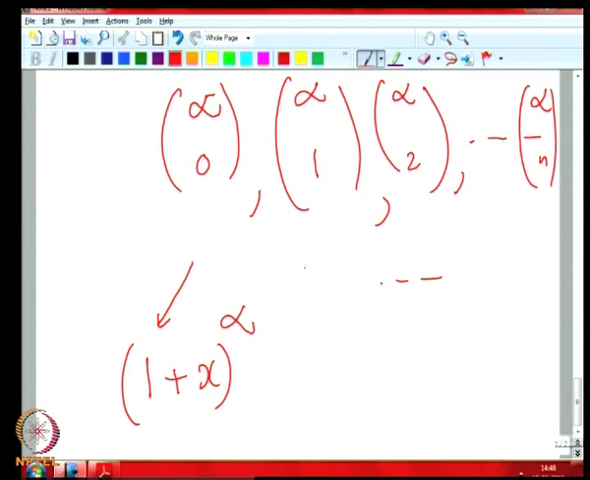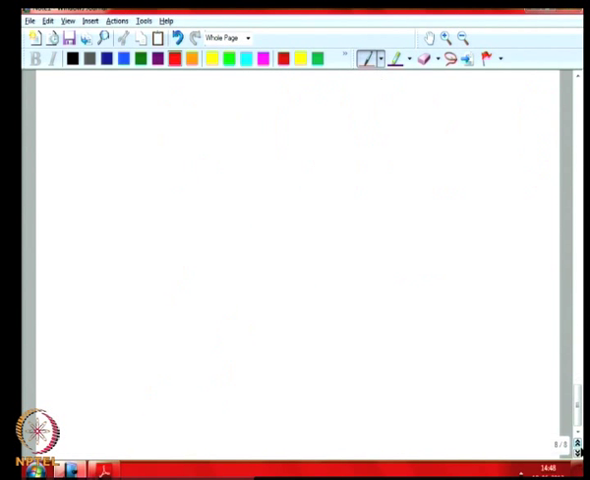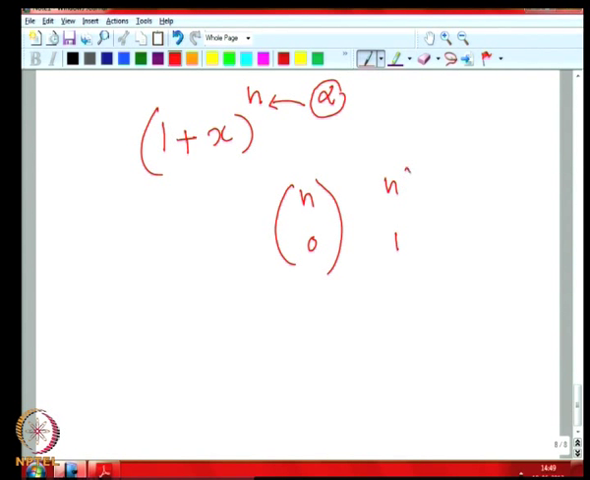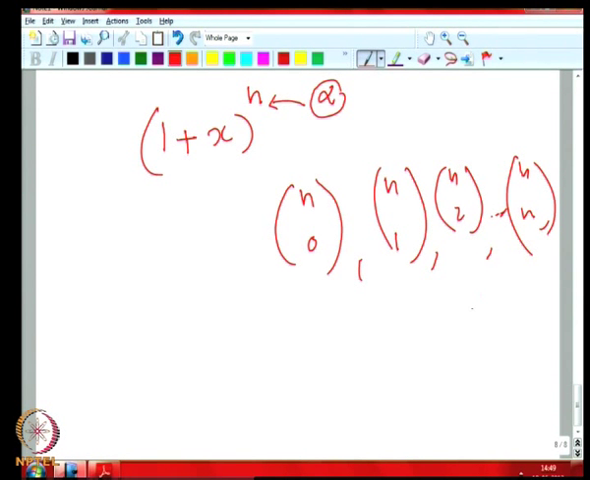So I told that this is a more general generating function than what we have earlier seen, because for instance one generating function we have earlier seen is the special case when alpha is taken as some positive integer n. We saw that the coefficients were n choose 0, n choose 1, n choose 2, right, up to n choose n, and then zeros in that case. This is the usual binomial theorem.